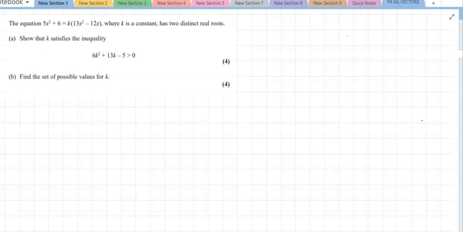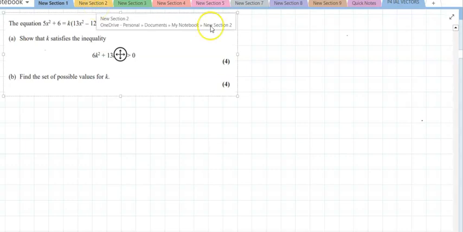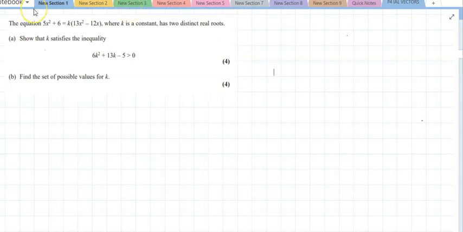Hi, this question is from Algebraic Methods and this one is from P2. This question says that there is an equation and it has two distinct real roots. Whenever you find this question, there are three kinds of condition.